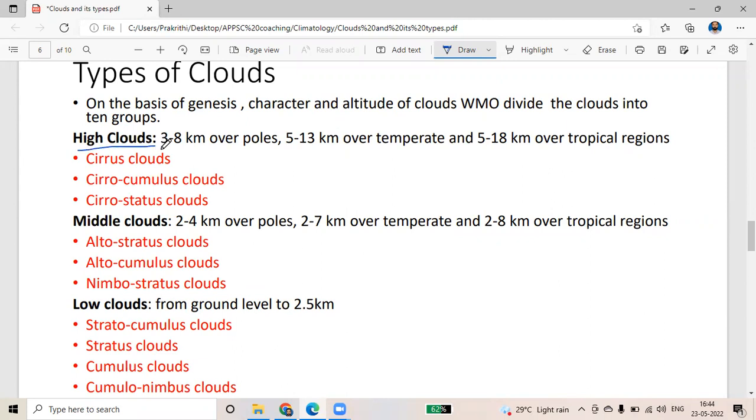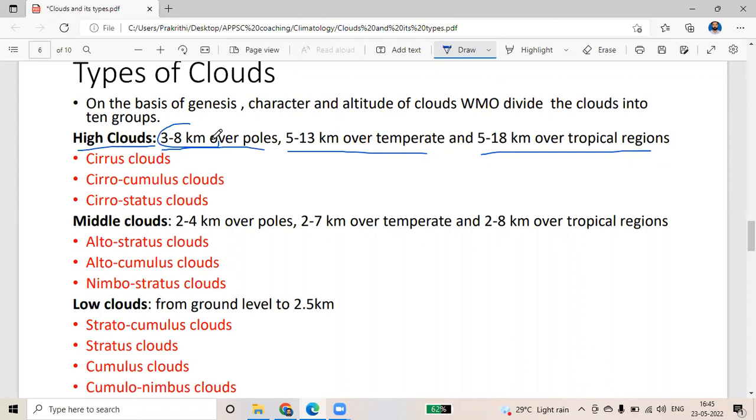This extends from 3 to 8 kilometers over poles, 5 to 13 kilometers over temperate regions, and 5 to 18 kilometers over tropical regions. So these are high clouds. As we know, at the poles the height of the atmosphere, the troposphere, is lower. Atmospheric concentration in the polar region is less, so the presence of cloud is also the same. Even when we say high, the maximum is 3 to 8 kilometers, the highest clouds at the poles.